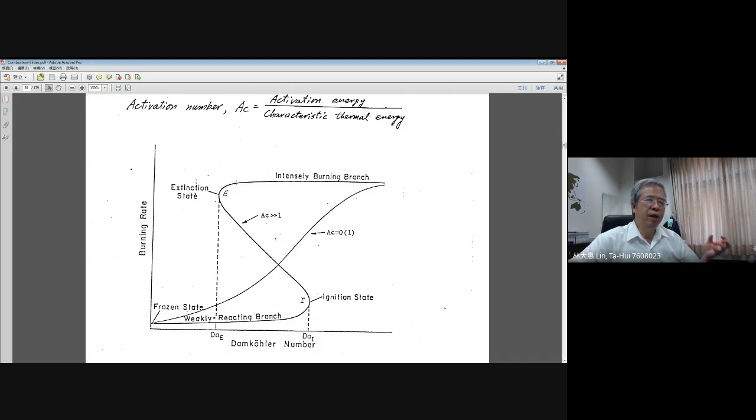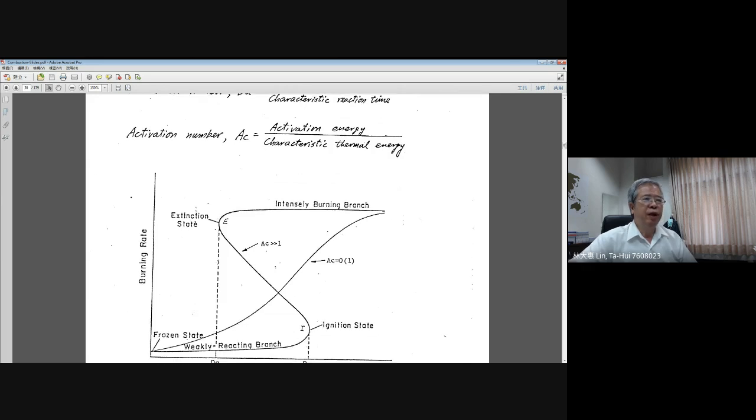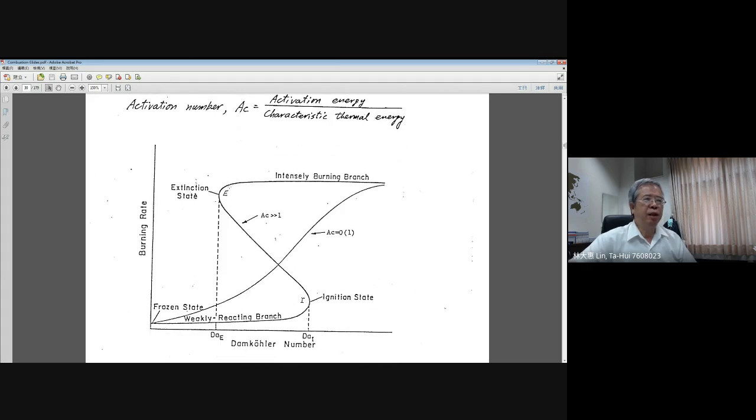But when a very large amount of energy is carried out to the surroundings, the flow time and chemical reaction time change. Flow time is reduced, chemical reaction time is increased. Both of them reduce the Damköhler number to a certain value. At this value, there is a sudden reduction in the burning rate at this critical turning point. From experimental observation, you can see the flame suddenly disappear. Then there is a jump.